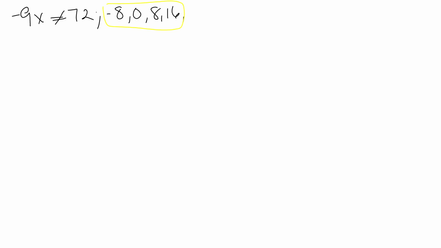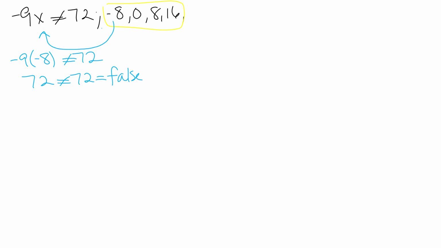So my answer is going to be in this range right here, these four terms. So let's just start plugging those in. First one I'm going to take is -8. I'm going to say -9 times -8 is not equal to 72. Well, 72 is not equal to 72. That's false, isn't it? That is false. -72 is equal to 72. So that is wrong. So I know that -8 is not going to be in my solution set. Let's take 0.